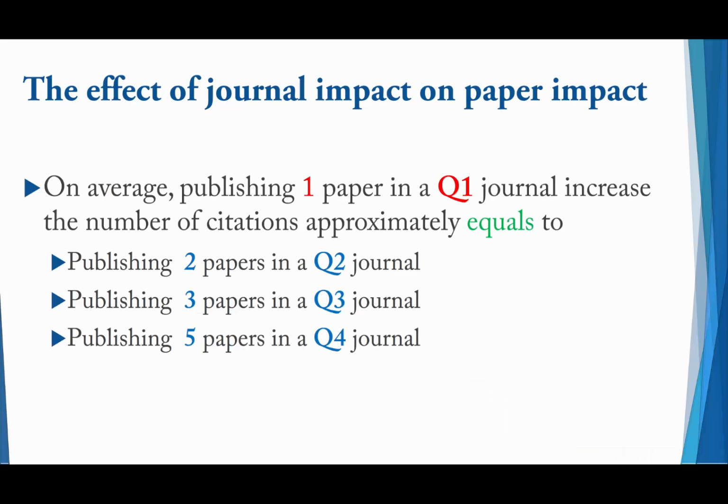On average, publishing one paper in a Q1 journal increases the number of citations approximately equal to publishing 2 papers in a Q2 journal, publishing 3 papers in a Q3 journal, and publishing 5 papers in a Q4 journal.